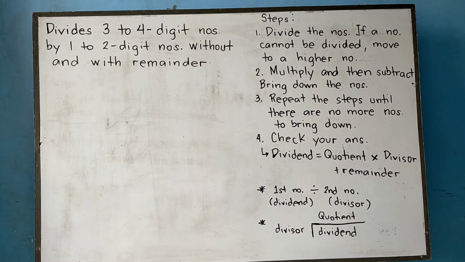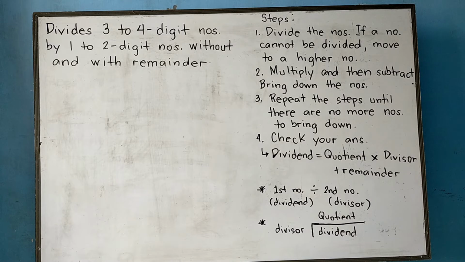To check our answer, see to it that the dividend is equivalent to quotient times divisor. And if there is a remainder, you need to add that remainder. Now, if a problem is written in horizontal form, the first number will serve as our dividend, while the second number is the divisor. But if it is written in a normal way of dividing numbers, dividend ang nasa loob, divisor ang nasa labas, at quotient ang nasa taas.